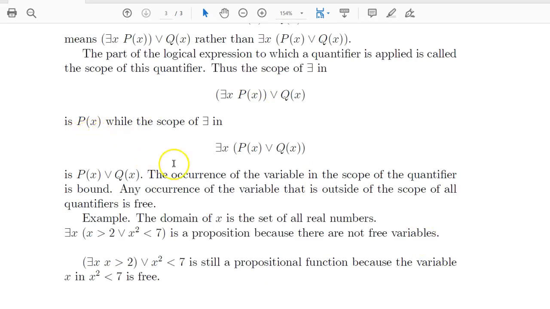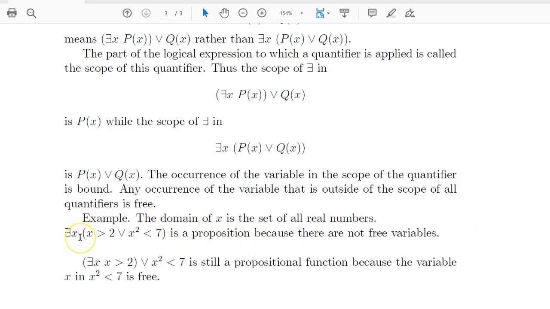In this example, there is an x and then P of x or Q of x in parentheses. The scope of the quantifier is the whole expression, and we say that the variable is bound in P of x and in Q of x. Any occurrence of the variable that is outside of the scope of the quantifier is free.